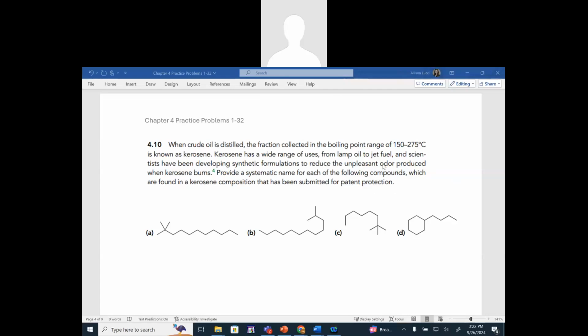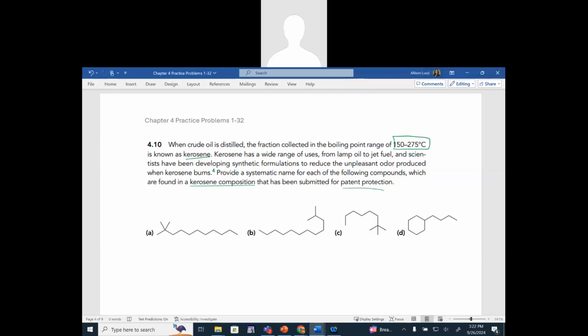In problem 10, we're given some information regarding the distillation process of crude oil. And in this specific boiling point range, we produce something called kerosene. You're given some uses of this product, kerosene. Then we're told that the composition of kerosene that has been patented has these different compounds identified. So these 4 compounds, all of which would be within kerosene, we are now asked to name.